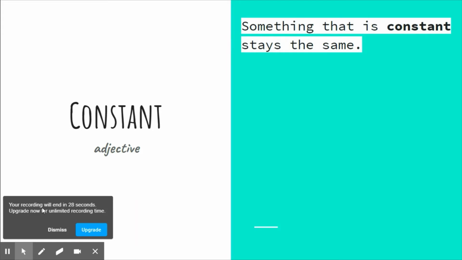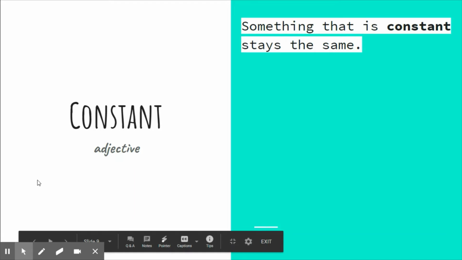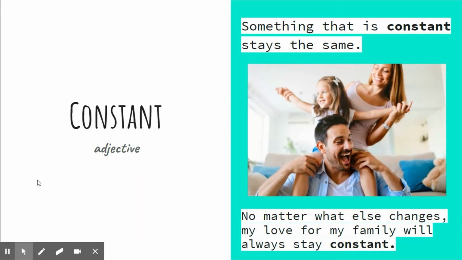And constant is also an adjective. That's right. So let's go ahead and look at the definition that I have here for you. Something that is constant stays the same. Okay, let's read it. Something that is constant stays the same. So look at the illustration and my sentence. No matter what else changes, my love for my family will always stay constant. Let's read the sentence one more time. No matter what else changes, my love for my family will always stay constant. Okay, and remember, constant means no change.